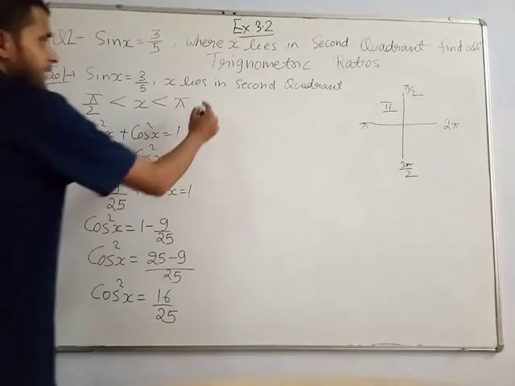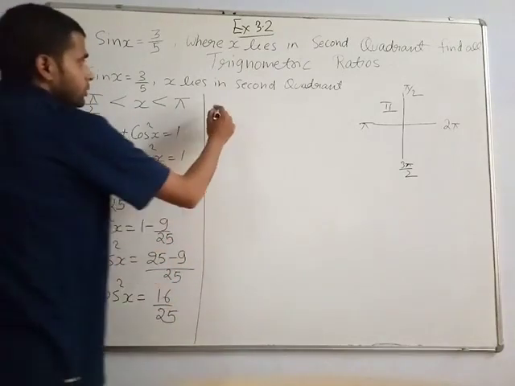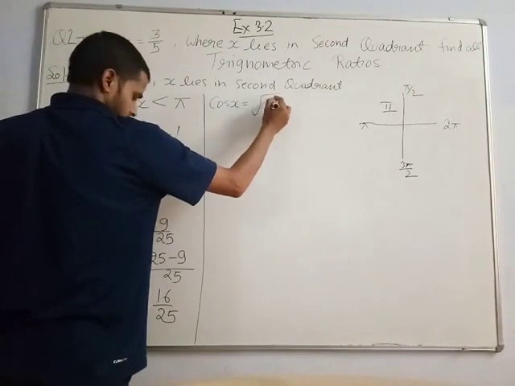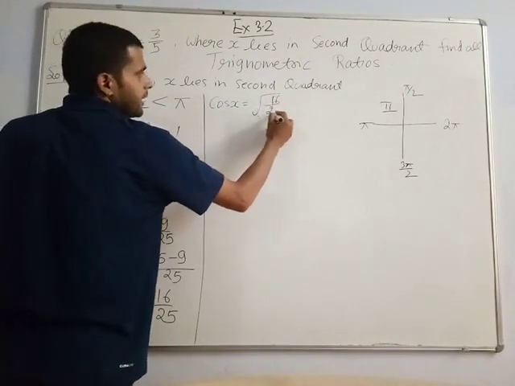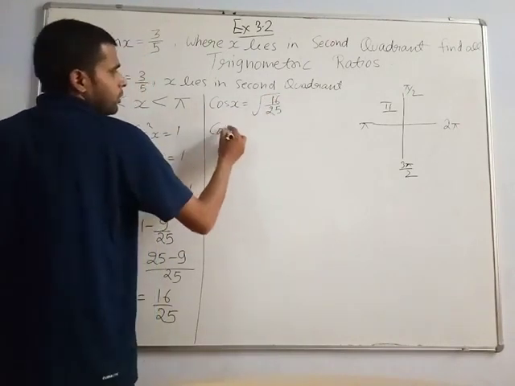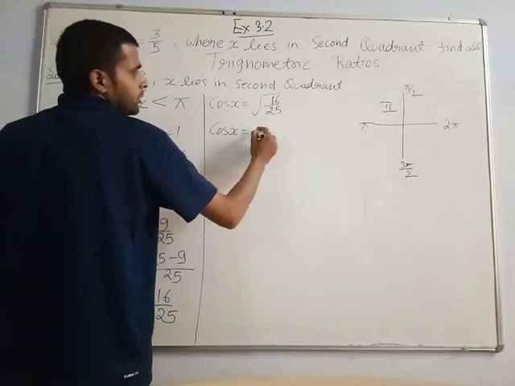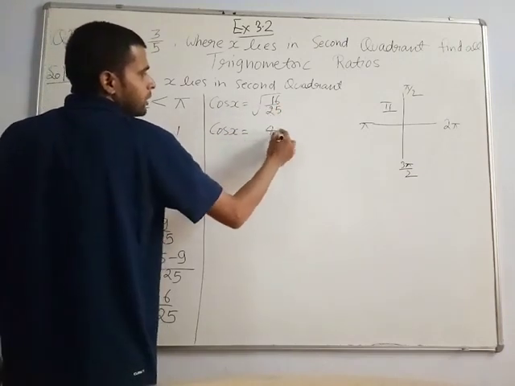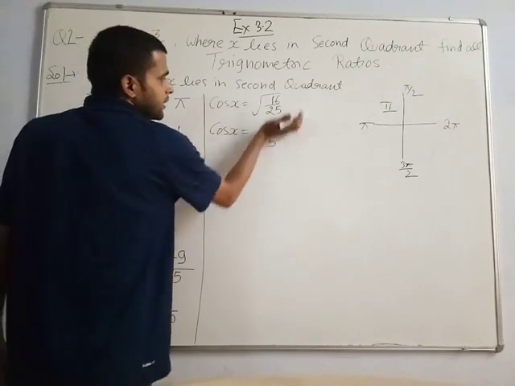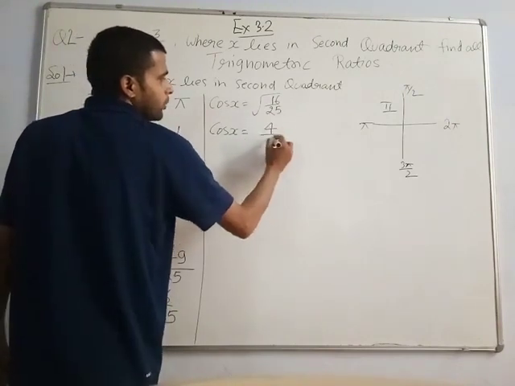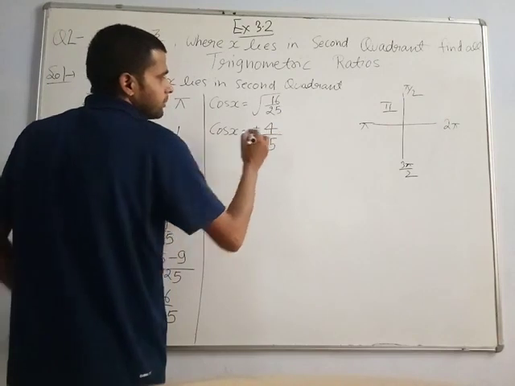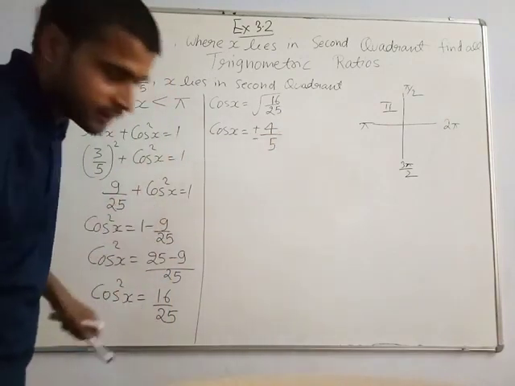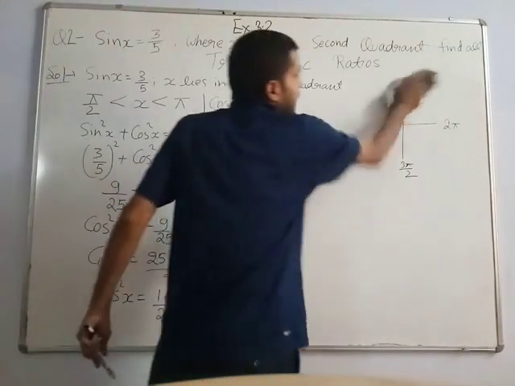So cos x equal to under root 16 upon 25. So cos x equal to the under root of 16, which is 4, and of 25, which is 5. So 4 upon 5, plus minus both. Okay. When the square root is opened, it comes in plus and minus both.